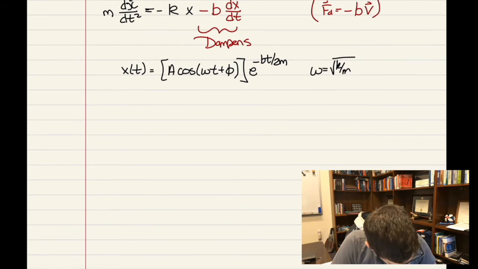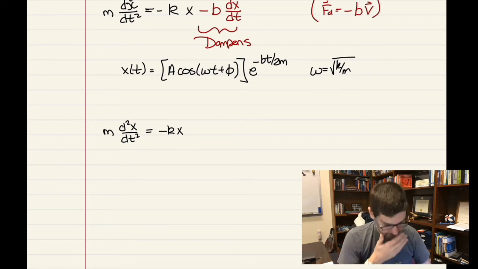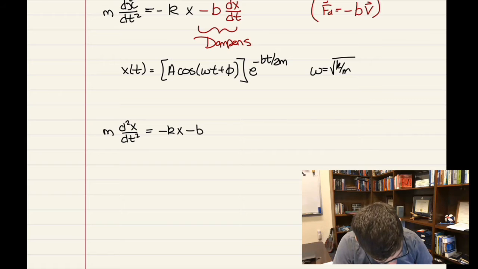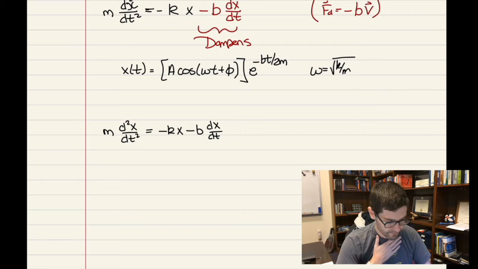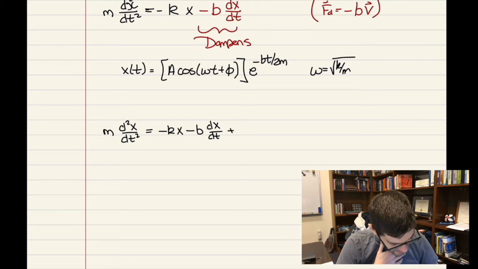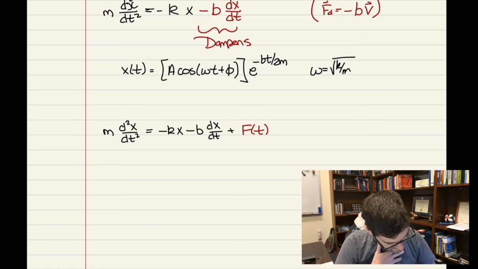The kind of motion I think is more fun to think about is driven damped motion. So you might have a restoring force that makes things want to oscillate. You might have a friction term that makes things not oscillate forever. But maybe you also have some sort of driving force, some function of time that is trying to drive the system in a certain way.